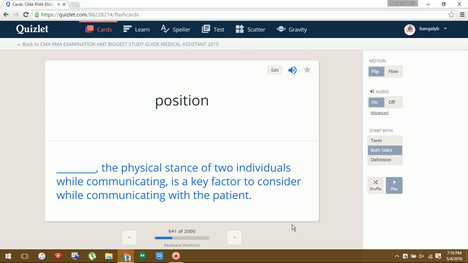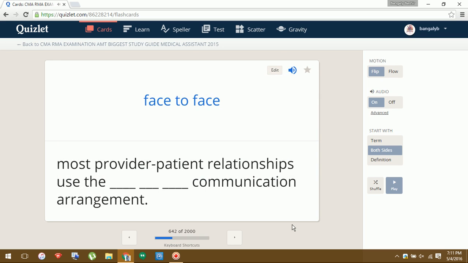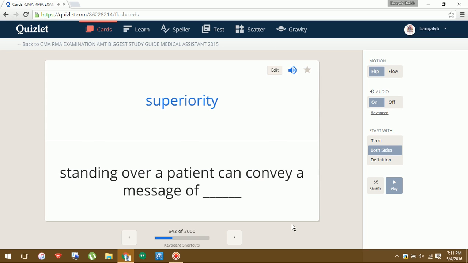Position. Blank, the physical stance of two individuals while communicating, is a key factor to consider while communicating with the patient. Face-to-face. Most provider-patient relationships use the blank communication arrangement. Superiority. Standing over a patient can convey a message of blank.